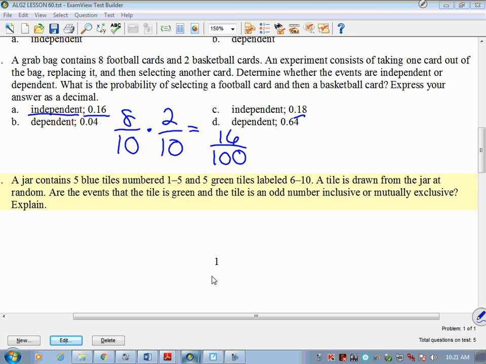All right, last question. Okay, and then you guys can get started on homework and all that other good stuff.